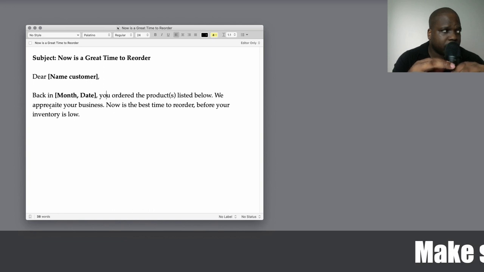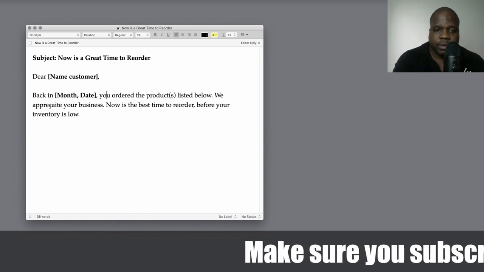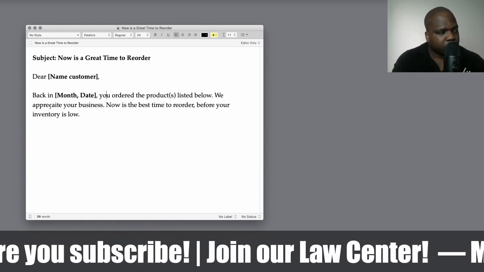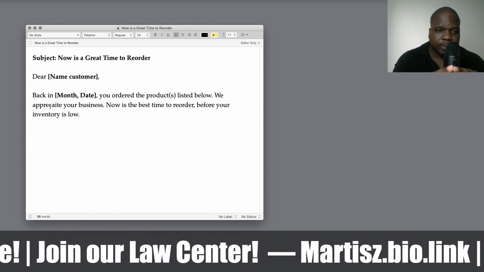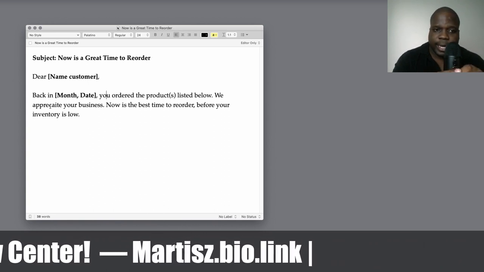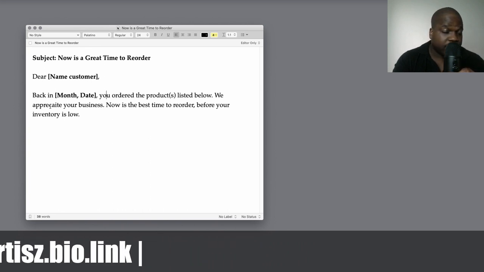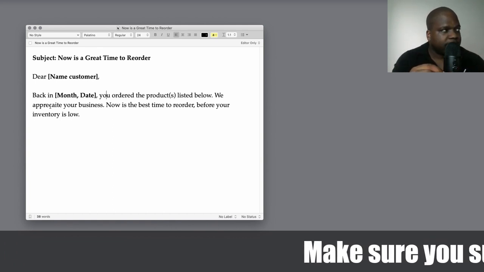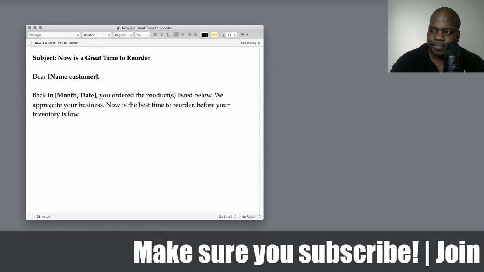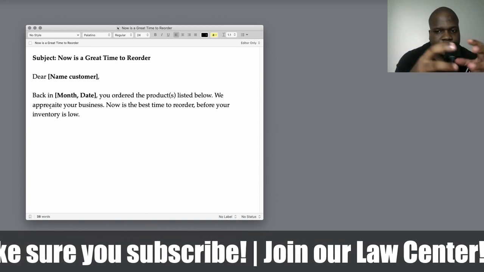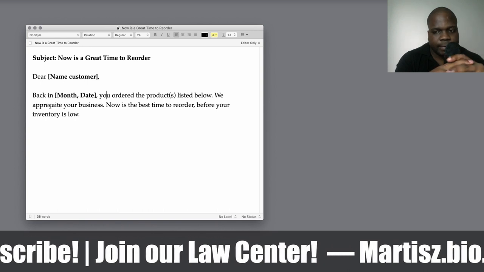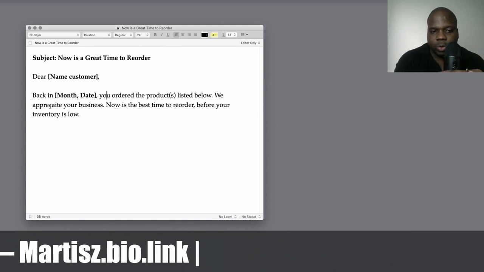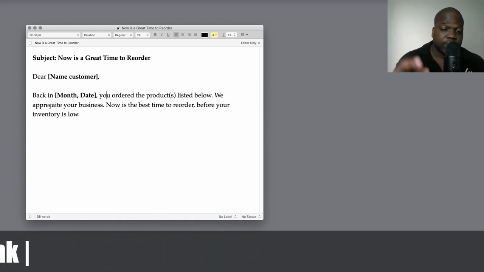Now is the best time to reorder before your inventory is low. If the inventory is not low, that means they already ordered from you. But most of the time, if someone places an order, if you have a good system, you can see how much product they order. And if you're connected with their system, you can see if they are low or not. Some companies have that. But here you can start like this. When your systems are connected together and you can see how much inventory they have, you can put this in an automatic system that can send them, hey, your inventory is almost low, try to reorder now. So this is something you can do.